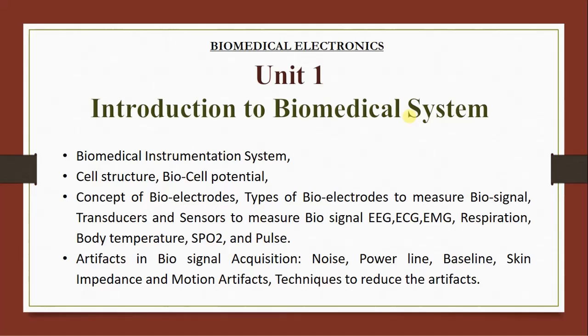And the very last part of this unit consists of artifacts that occur in biosignal acquisition. They include noise, power line interference, baseline interference, the concept of skin impedance, how to measure skin impedance, and the motion artifacts, and the techniques to reduce these artifacts that occur while we are sensing the biosignals from human body.